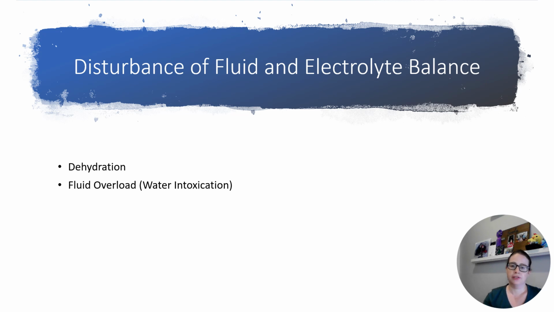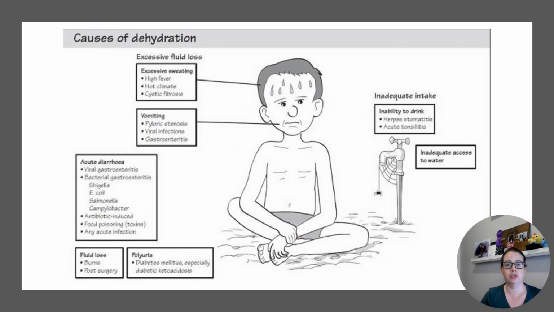So disturbances of fluid and electrolyte balance include dehydration and fluid overload. I introduced dehydration and the importance of monitoring for it in the last lecture, but we're going to dig in a bit more here and talk about the different types of dehydration and how we treat it. So dehydration is very common and is encountered when total output of fluid exceeds total intake.